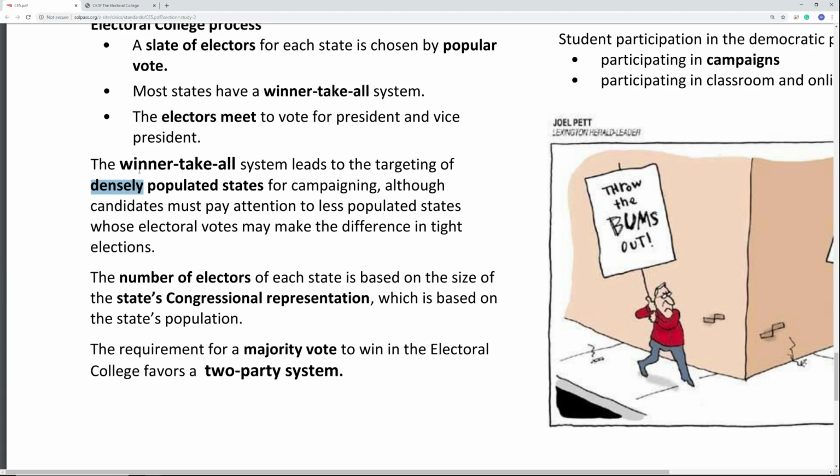Now, the electoral vote is not based on population. That's the most common wrong answer. It is based on the state's congressional representation.